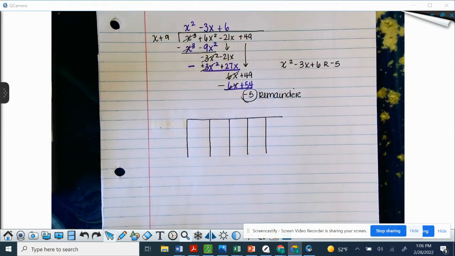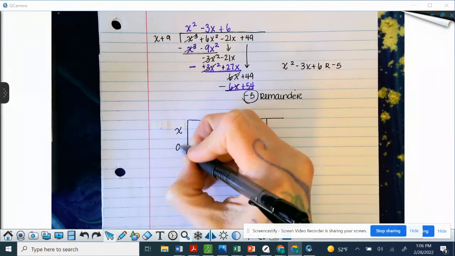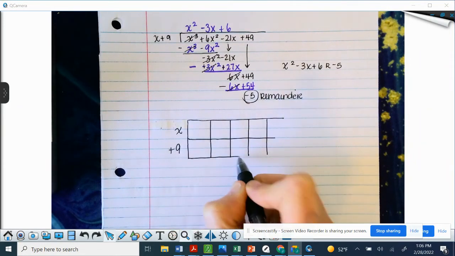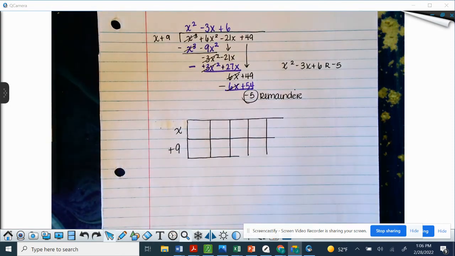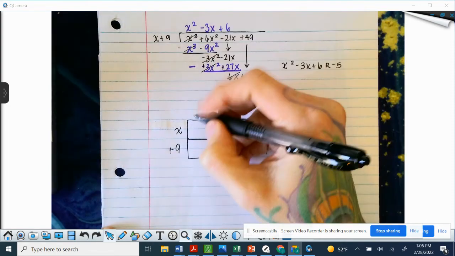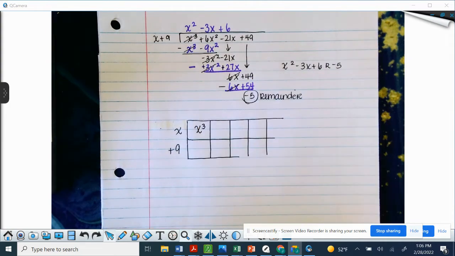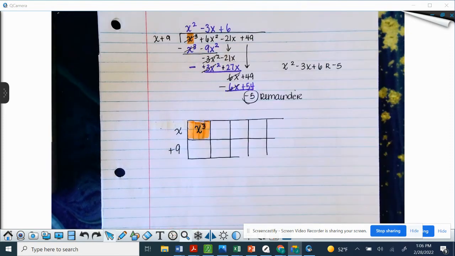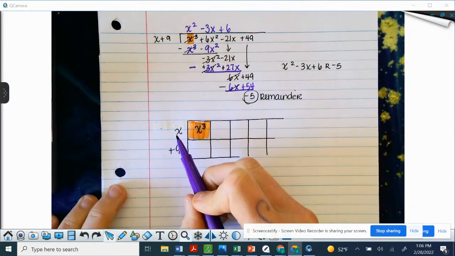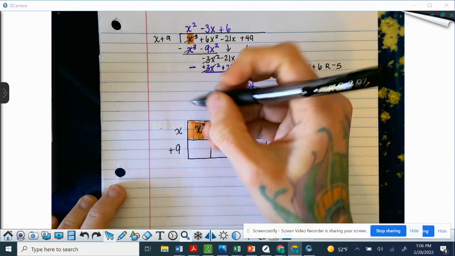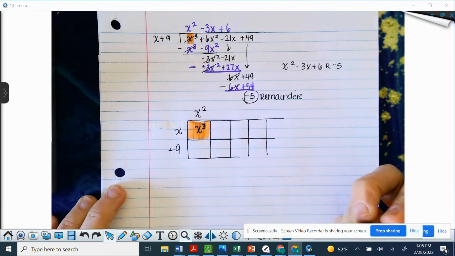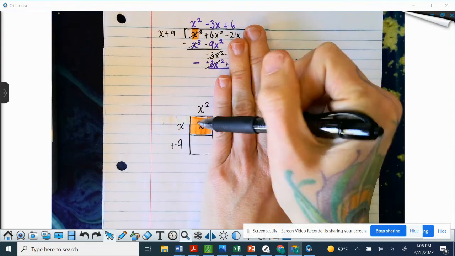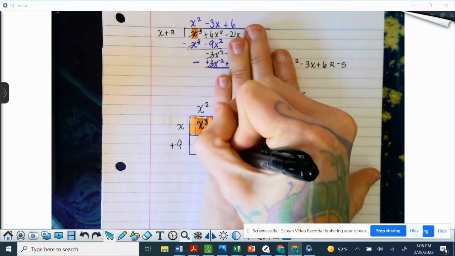So we have x and 9. It's x plus 9, right? So it's going to be a 2 by, and we don't know how far we're going to need to go, depending. So the first term was x cubed. First term always goes in the first box. What did I multiply x by to get x cubed? And that's your x squared. And then just like this is now like a 1 by 2 box method for math 1. You're going to work down, and that's going to give you that 9x squared there.